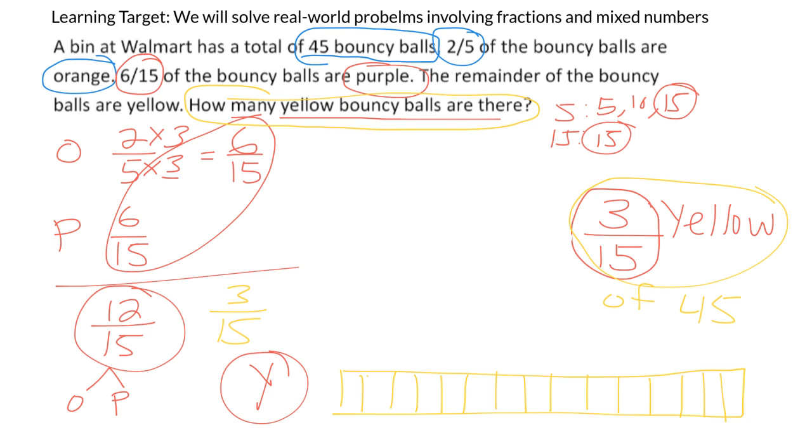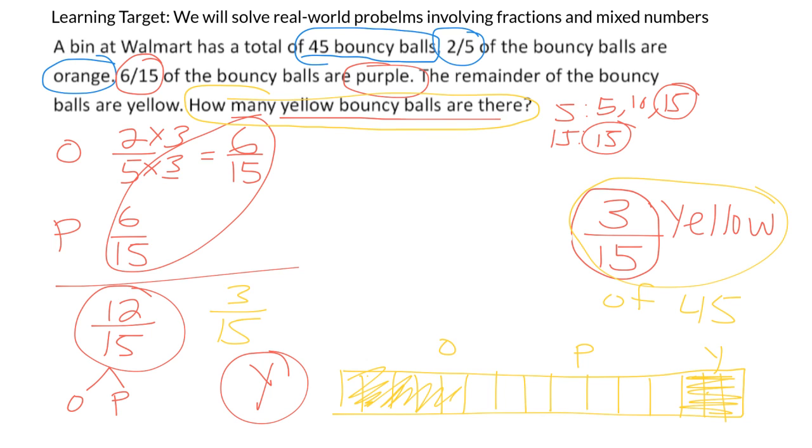Okay, I know those are not perfect, and I'm actually not going to go through and count them all, but I know that 3 of these 14 have to be yellow. Okay, and the other 12 together are orange and purple. And we could even count out our 6/15 are purple, and our 6/15 are orange.